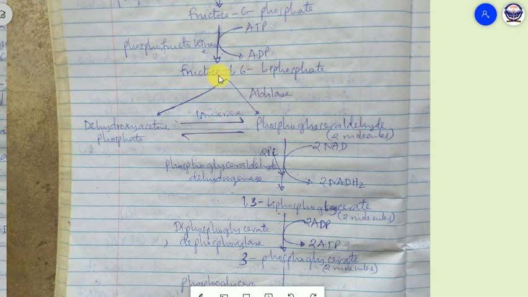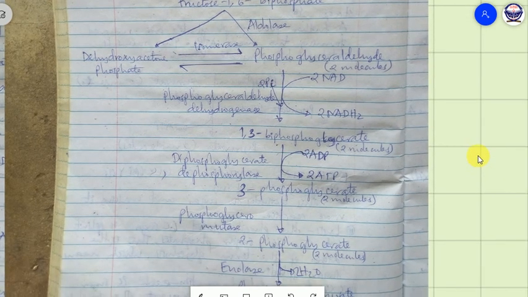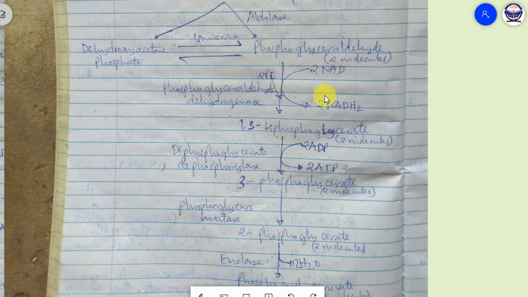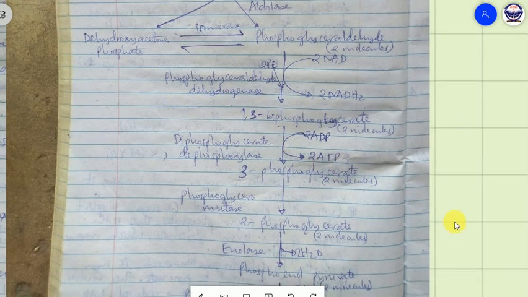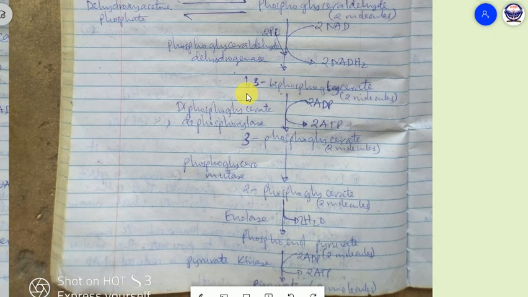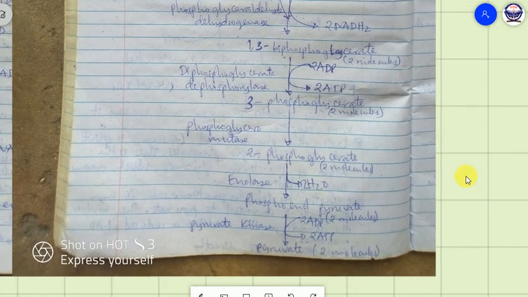phosphofructokinase, ATP inatumika tena. Then fata ni aldolase, tuna break kwenda kwenye dihydroxyacetone phosphate na phosphoglyceraldehyde, two molecules. Pale na adding inorganic phosphate, tunafanya isomerization kwanza step ya tano, isomerization. Step ya sita na add inorganic phosphate na kuremove ile hydrogen, dehydrogenase ana catalyze. Toka hapo tukisha form 1,3 tunafanya dephosphorylation under the presence of diphosphoglycerate dephosphorylase, tunapata 2 ATP hapo, tunatengeneza 3-phosphoglycerate.